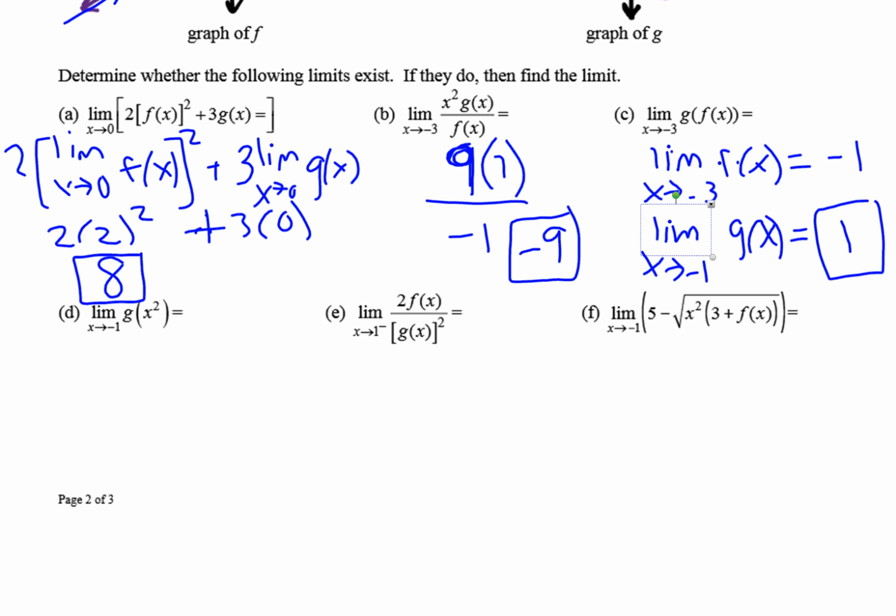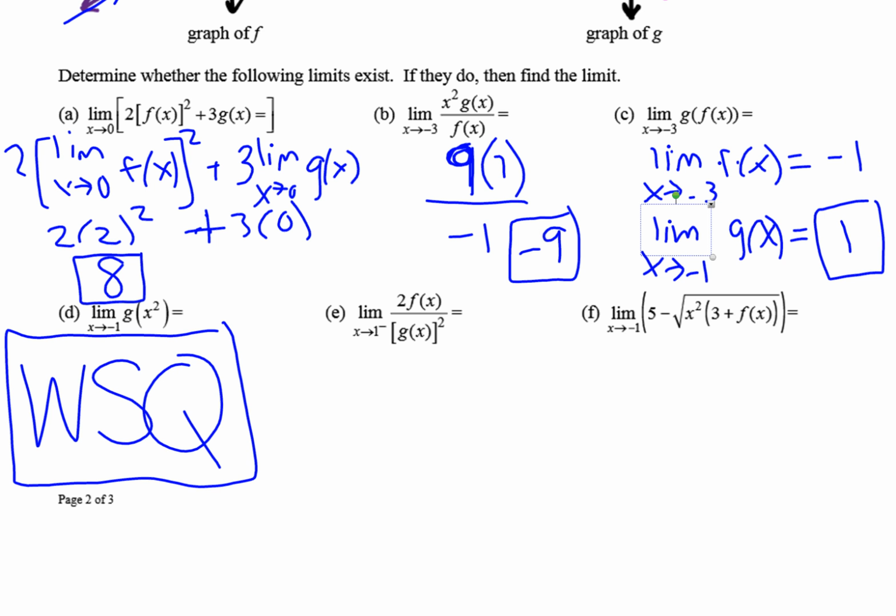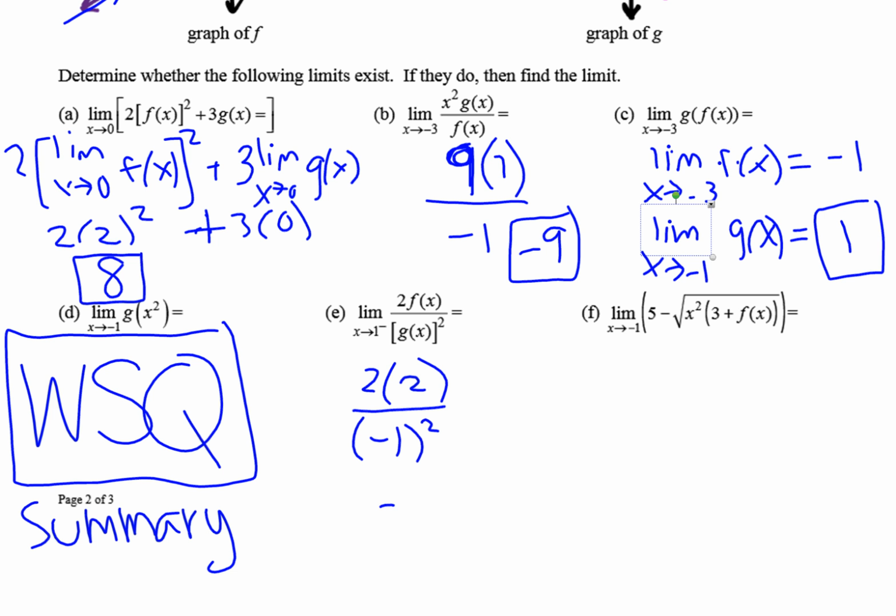All right, so I want you to try one like that for your whisk. Put the answer, the steps, whatever you want to do in the summary portion of your whisk for part D. Then we have letter E. The limit as x approaches 1 from the left of f of x gives us a 2. And the limit as x approaches 1 from the left of g gives us -1. We square that, we end up with an answer of 4.